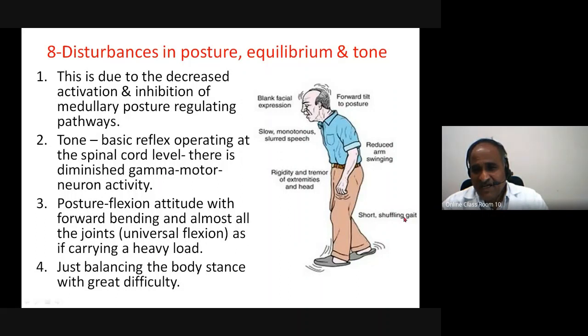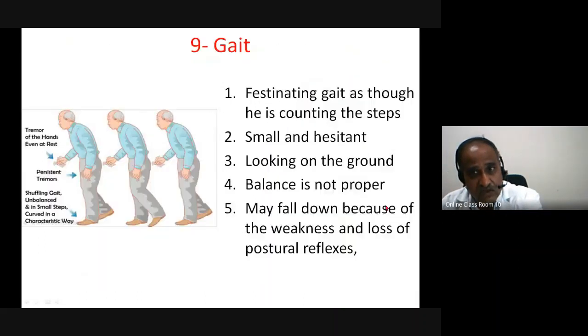Then short shuffling gait. You see the steps as though he connects one foot to the other, and like that he goes on. This is a festinating gait, or a short shuffling gait. This is about this individual.